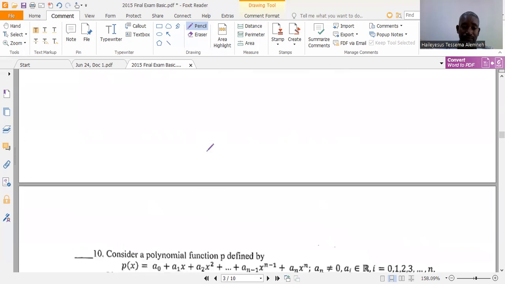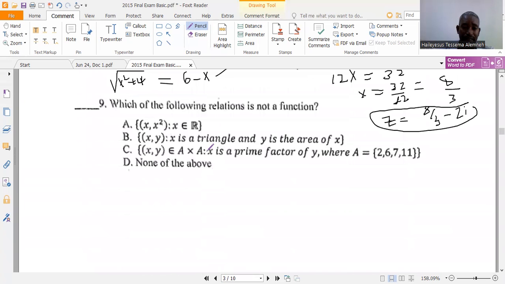The next one is: which one of the following relations is not a function? First, x comma x squared, where x is a real number, which is y, which is f of x. We can say f of x is equal to x squared, which is clearly a function. Next, x comma y, where x is a triangle and y is the area of the triangle, which is g of x.